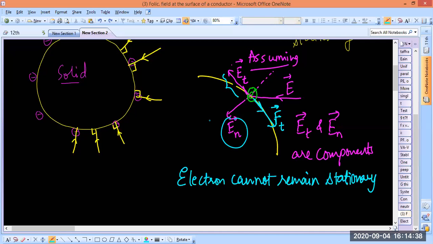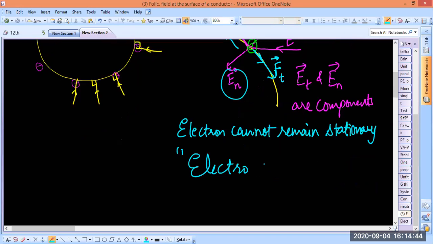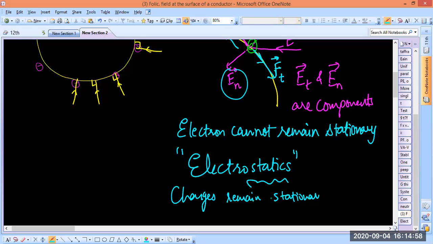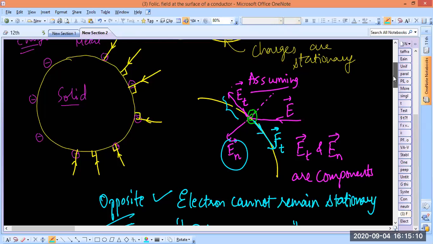Okay. In such a case, should we call it electrostatics? What about electrostatics? Electrostatics means we are considering the case where charges remain stationary, right? But here we are getting the opposite. This is wrong. So that means what we assumed is wrong. Okay, I'll explain it on a new diagram.